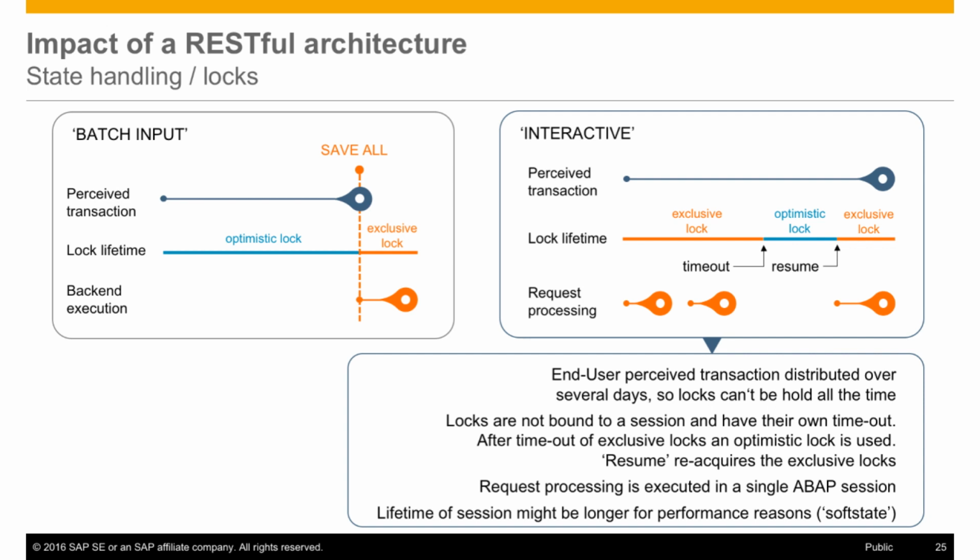Therefore, we also have a timeout now for the logs. And the logs, we call them also durable logs, because they live longer than the ABAP session, which is just used for this request round trip here. For these exclusive logs, we call them durable logs. They are also used via the enqueue server, and they are not bound to a session anymore, but to the data which was entered. And if the timeout occurs now, then we are in an optimistic log phase again.